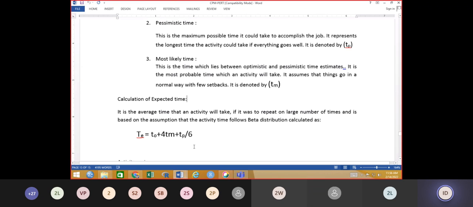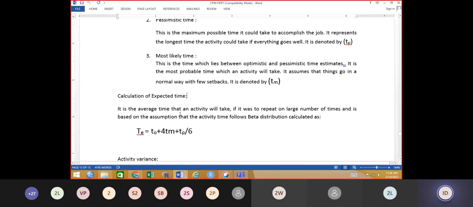It is to be calculated using a formula. It is the average time that an activity will take if it were repeated a large number of times, and it is based on the assumption that the activity time follows the beta distribution. So forget about the beta distribution calculation, right? It is a probability distribution, and its name is beta. It is not in your syllabus, but keep in mind the beta distribution is used for the PERT expected time calculation, and TE is the notation used for expected time.